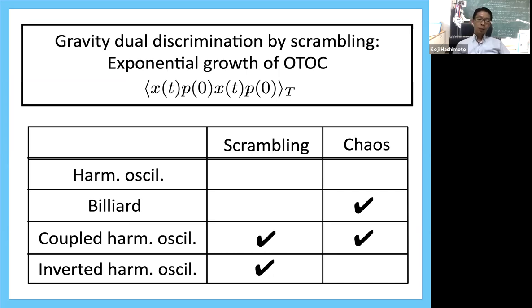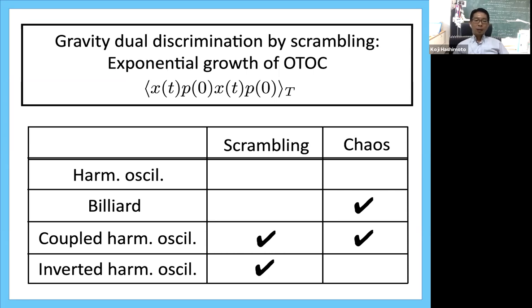And here I draw one table, which is a kind of summary of this talk. So there are two notions called scrambling and chaos. And until recently, these two notions are quite confusedly used. So in this talk, I'd like to distinguish these two notions.